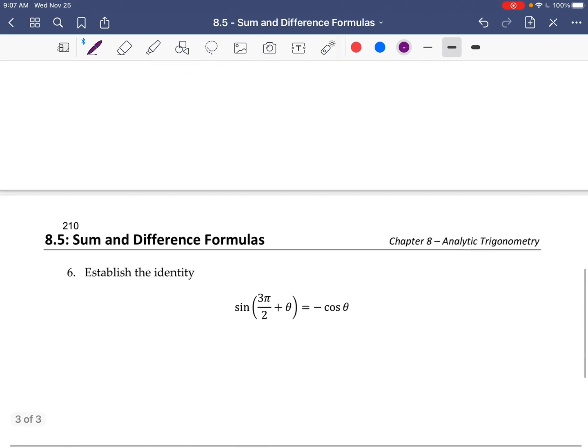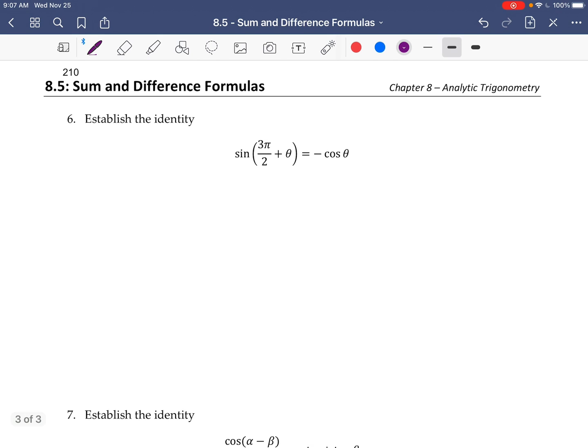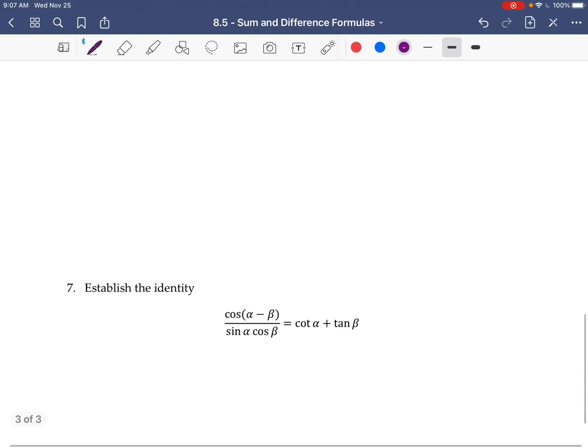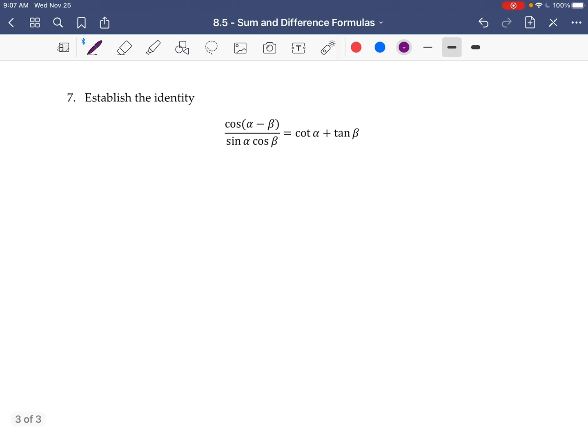And then we just have one more thing. We can use these also to establish different identities. So I'm going to leave number 6 for you to do and do number 7 instead. We want to establish this identity: cosine of alpha minus beta over sine alpha cos beta is equal to cotan alpha plus tan beta. Remember how we do this. We pick one side. I think the left side is the more complicated side, and you could try either. I have ideas on the left-hand side, so I'm going to start with it.